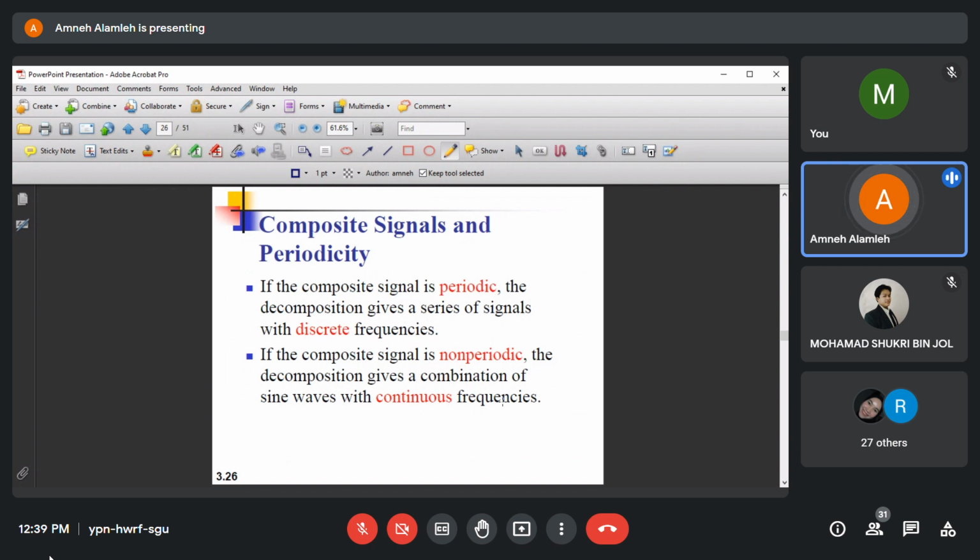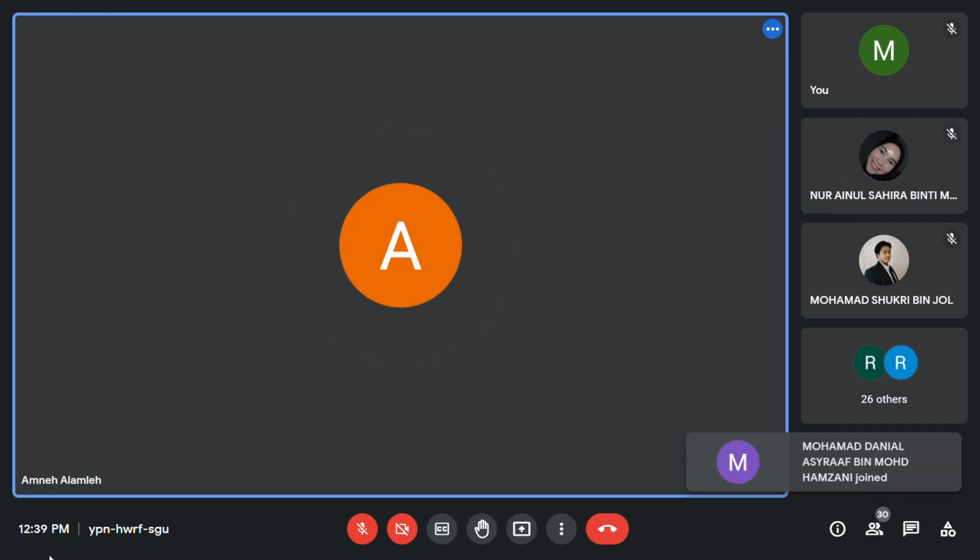For more insight into periodic and non-periodic signals, I brought you the next file, and I can submit it to the group. I'll stop now and share with you.